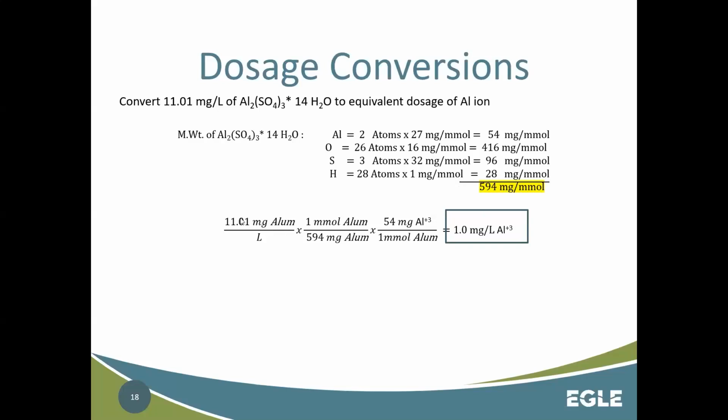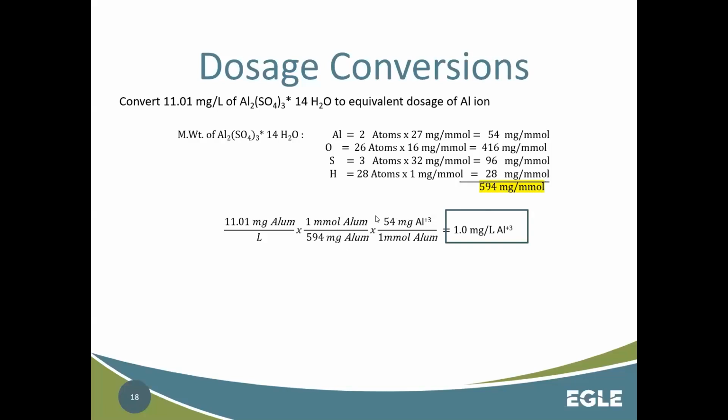Again, now we're going to look, we have 11.01 milligrams alum per liter. And now we're going to go times 1 millimole of alum per 594 milligrams of alum. That's what we have right here. The alum has been placed in both the numerator and the denominator, which can be maybe a little bit confusing, but ultimately we're looking at milligrams per millimole here. We've inverted it, so we end up with our millimoles on top and our milligrams on the bottom.